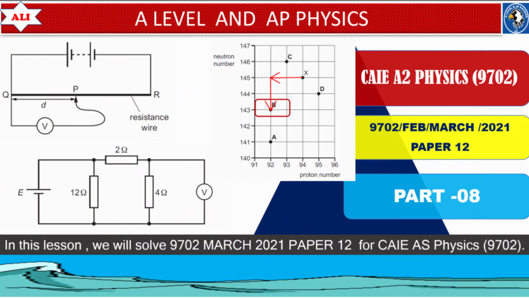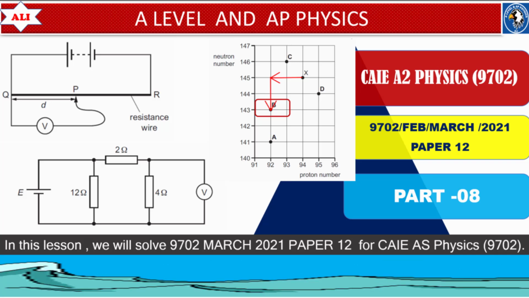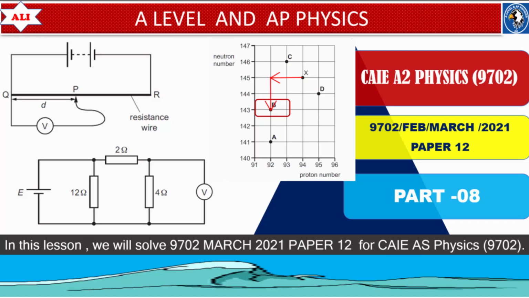In today's lesson, we will discuss some important past paper questions on electricity and radioactivity from March 2021, paper 1-2.